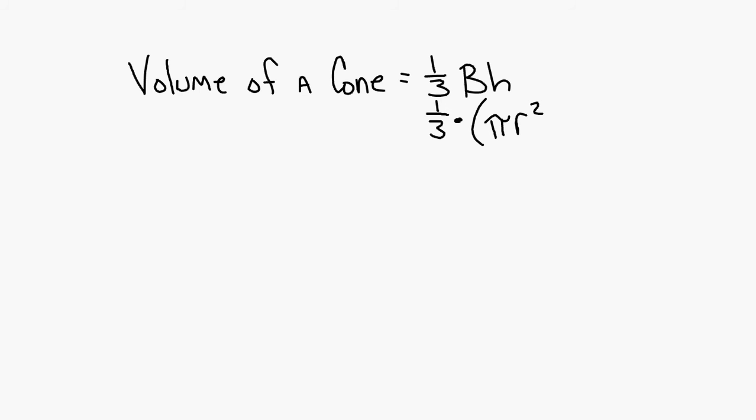Volume of a cone is equal to 1/3. It's still 1/3 times the area of the base times the height, but in this case it's 1/3 times the area of the base. That's pi r squared, isn't it? Times the height. Because in a cone, the base is a circle. And again, the height and base always are perpendicular.